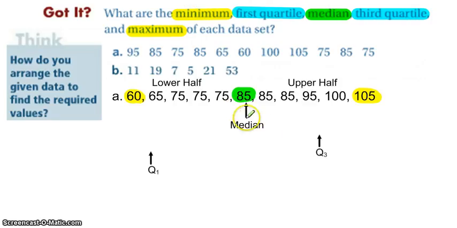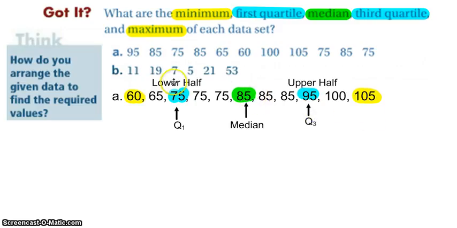Now that we found our median, we now have a lower half and an upper half. So my lower half has 5 terms in it. To find quartile 1, I go to the median of that half, which is now 75. To find my upper half, quartile 3, I find that median, which is 95. So now I've got my quartile 1 and my quartile 3, my minimum, my maximum, and my median.